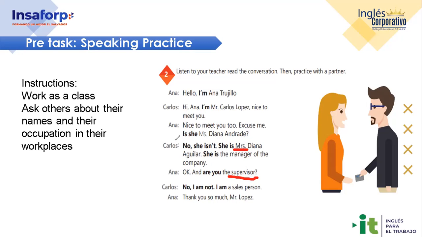Okay, thank you guys. Okay, remember this is Mrs. Mrs. Diana Aguilar, Mrs. And the other one is Mr., okay? Mr. Lopez. Mrs. Supervisor, okay, supervisor. Hello, okay, so I noticed something else.